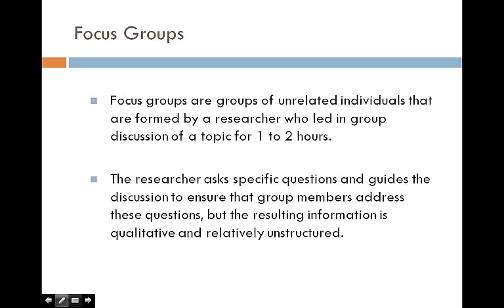Focus group is another type of qualitative research methodology, which is a very powerful methodology. Focus groups are groups of unrelated individuals that are formed by a researcher who leads the group discussion of a topic for 1.5 hours. The researcher asks certain specific questions and guides the discussion to ensure that group members address these questions in the process. But the resulting information is qualitative and also relatively unstructured.